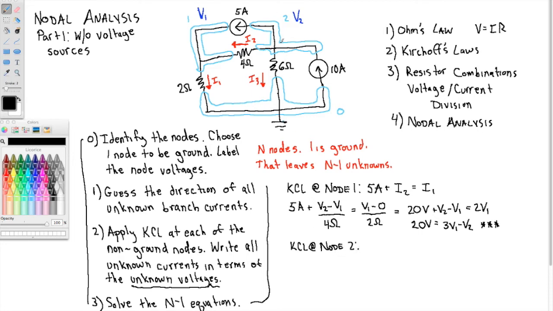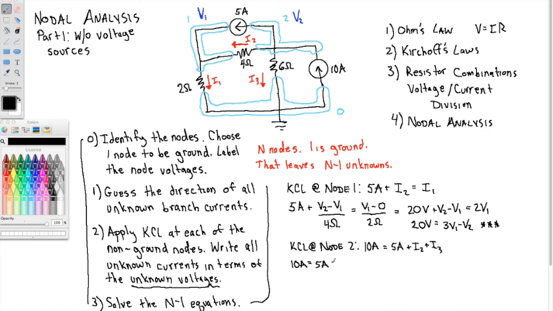I look at node 2 and ask myself what currents are entering and what currents are leaving. Well, I see the 10 amp source is entering, and that's it. That must be the sum of the currents leaving, and I see the 5 amp source is leaving. I2 is also leaving. I3 is leaving as well. Again, the trick is to write those unknown currents in terms of our unknown node voltages.